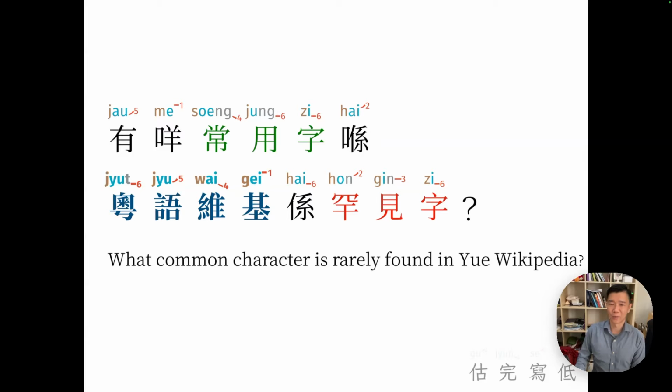Before we start, what common character is commonly found but very rarely found in the Cantonese Wikipedia? Make a guess, write it down, and we will review the answer a little later.